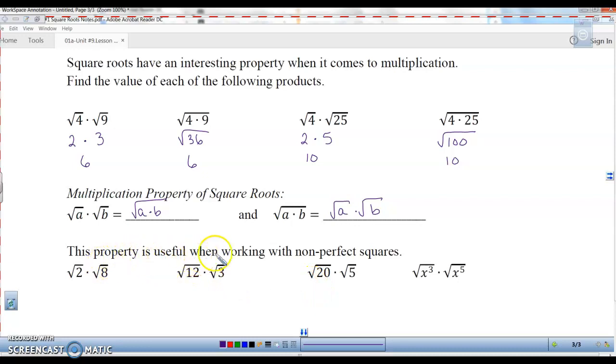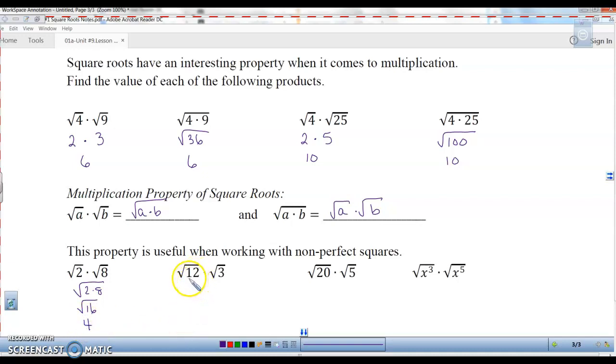Okay, now this property is useful when working with non-perfect squares. The square root of 2 times the square root of 8. Is either one of these a perfect square? No, you can't take the square root of 2 and you can't take the square root of 8. They're not perfect squares. But if you multiply them together, 2 times 8, that will give you the square root of 16. Is the square root of 16 a perfect square? Yeah, it is. It's going to be 4.